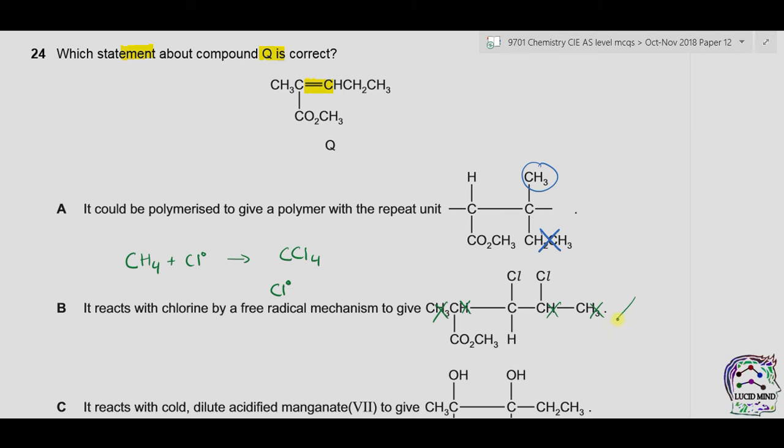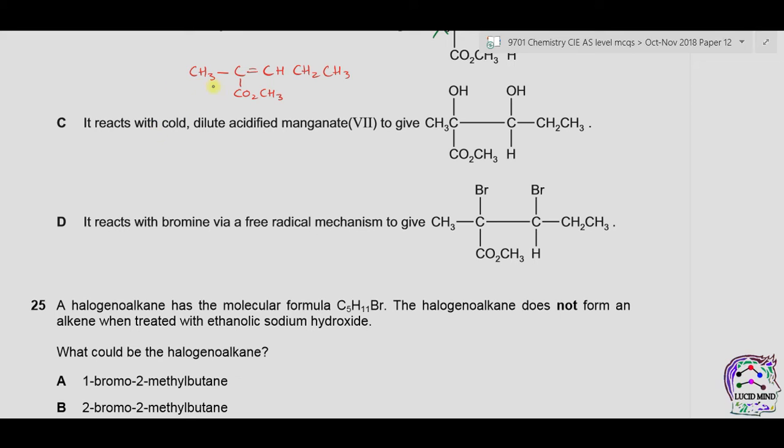So this is incorrect. Part C, it reacts with cold dilute acidified manganate to give this product. In cold dilute acidified manganate, alkene is converted into diol. In diol, each carbon atom having double bond makes a bond with OH. So OH is attached on this first carbon atom and OH is attached with this second carbon atom having double bond. Rest of the structure is similar: CH3, CO2CH3, hydrogen and CH2CH3. So C is correct.